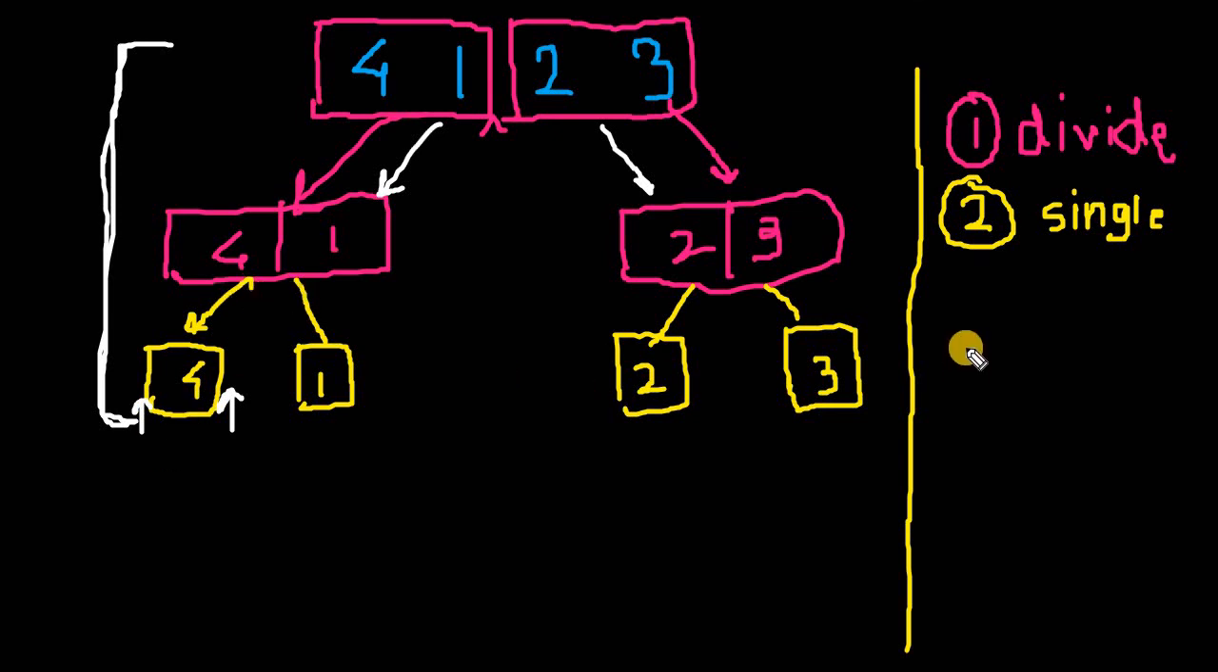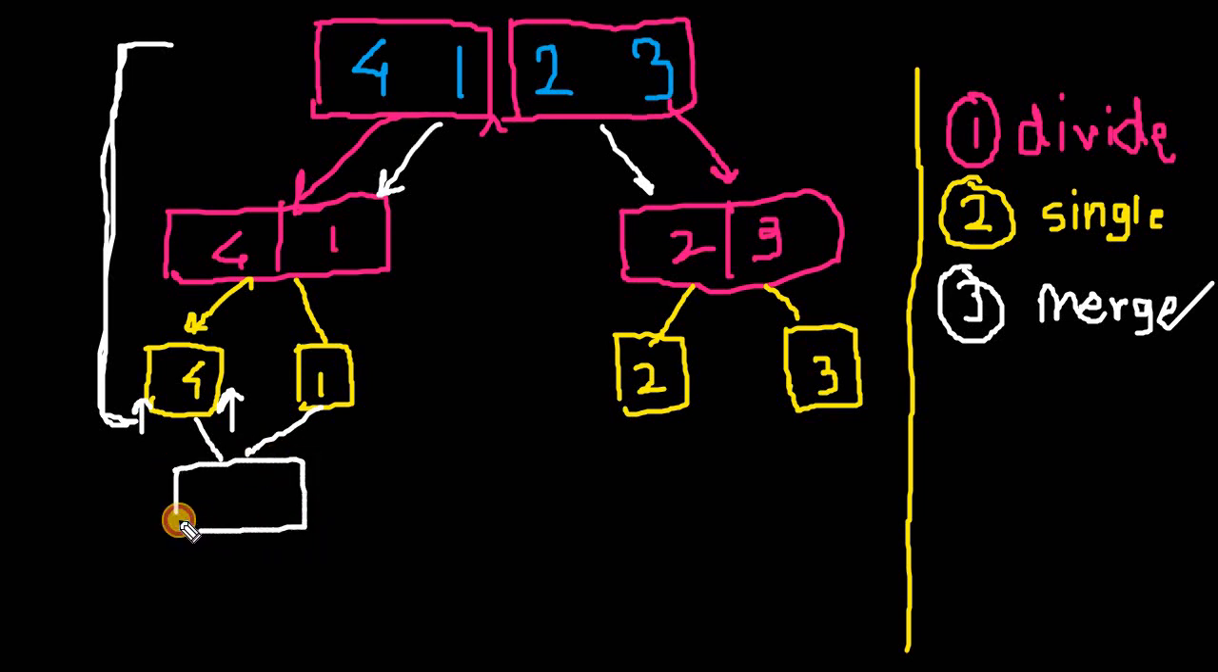Now all the division is done. The third stage is merging. In the merging, we'll compare the values and then merge them into the array. So let me do that. So third is merge. In the merge, what we do is we simply check 1 with 4, and that will give us the values 1 and 4.